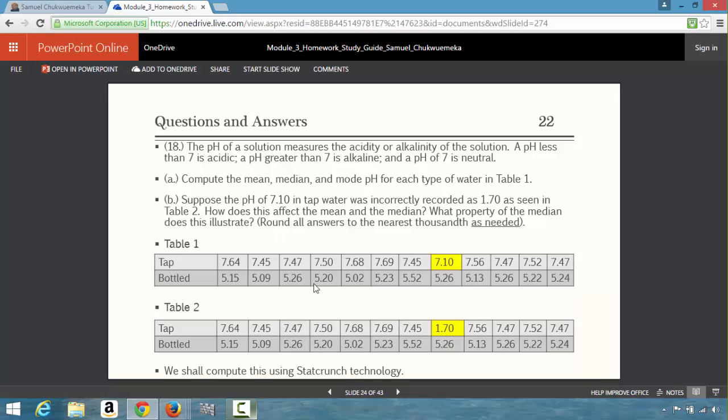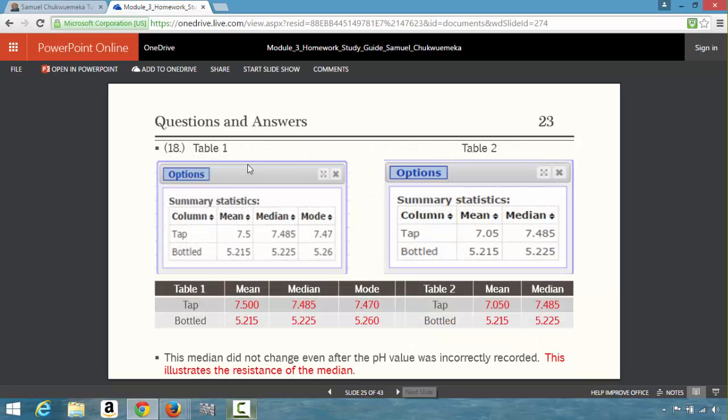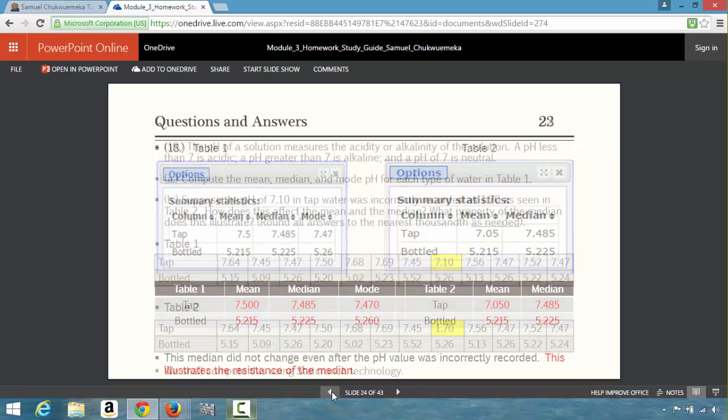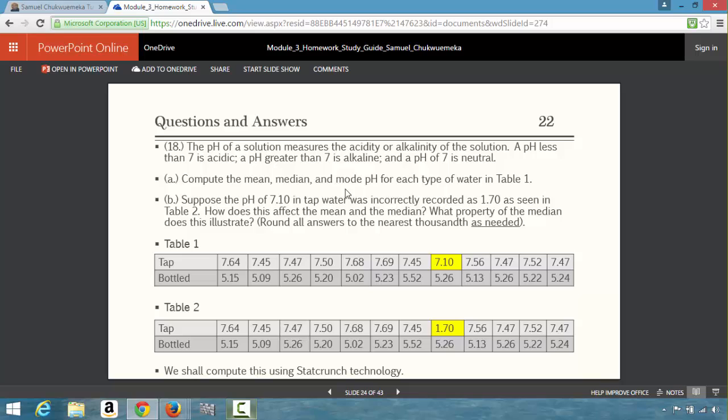This is similar to what we did initially, so go ahead and do that. In this case, they want you to find the mean, median, and mode. When you do that, you see that for the first one, they want you to find the mean, median, and mode. And then for the second one, they want you to find the mean and the median.